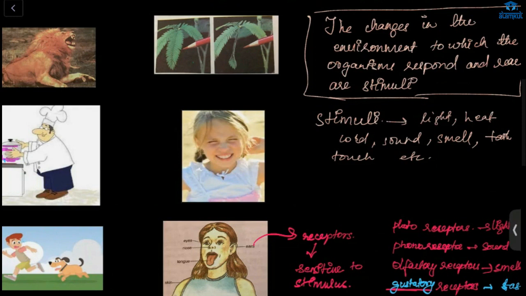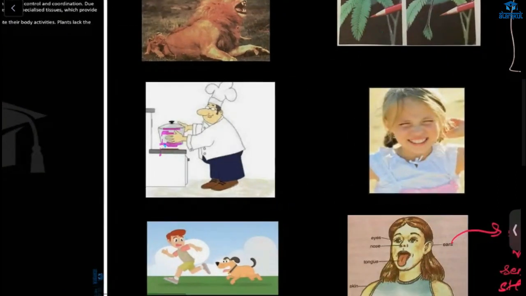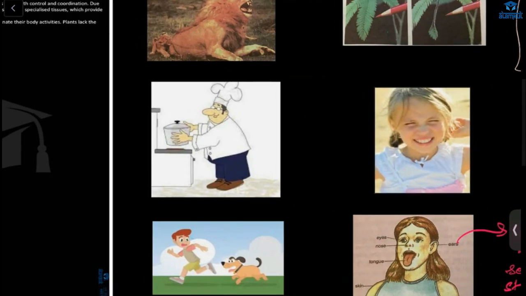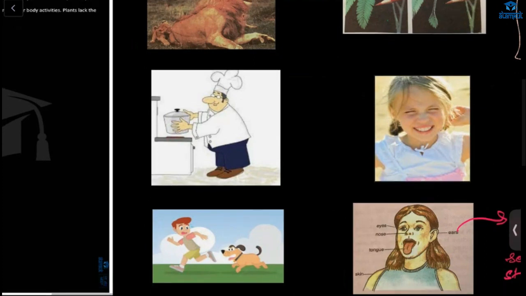There would be some movement of the body. Now here you can see in this example, this cook is touching that hot cooker. What will he do? He will pull away his hand. So here, what is the stimulus due to which this person is responding like that? Touch? He is touching a hot cooker. So what is the stimulus?